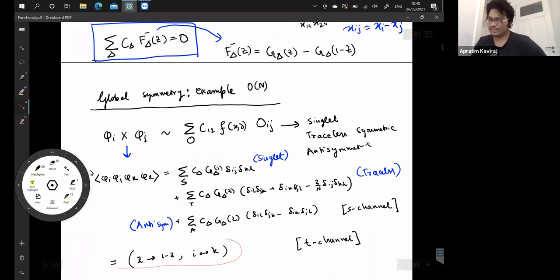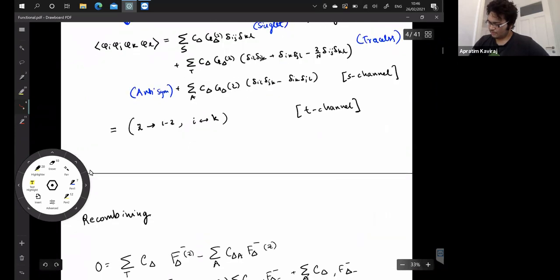the T channel is obtained just by swapping z to 1 minus z, and also changing the indices from i going to k. That is, you really have to change the fields, swap two fields around to get the T channel.